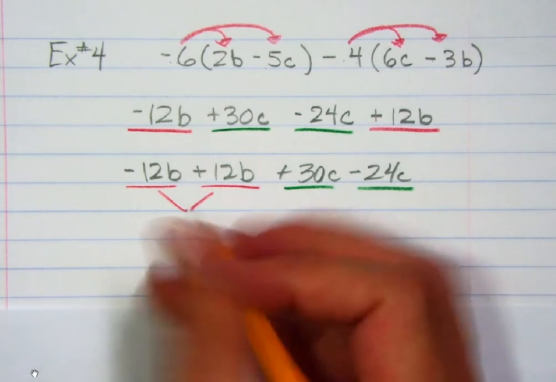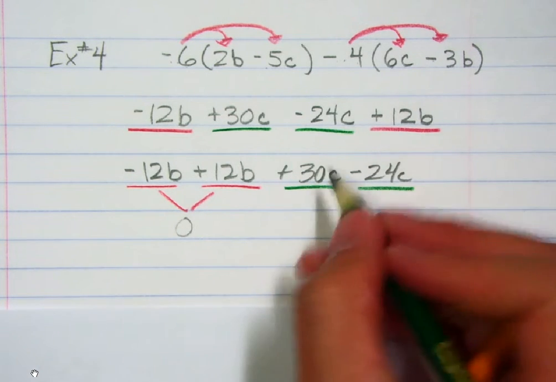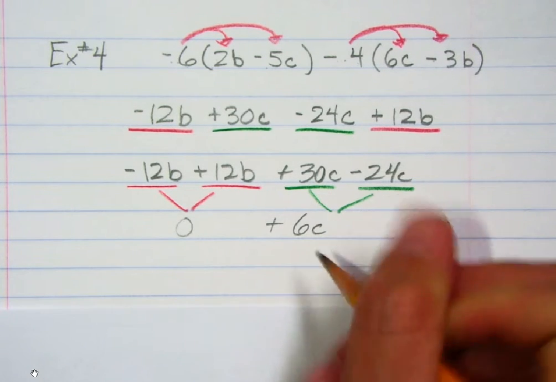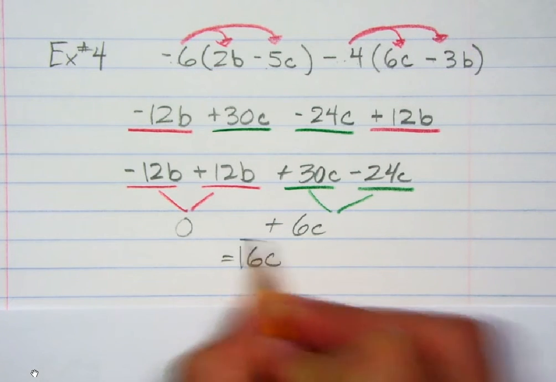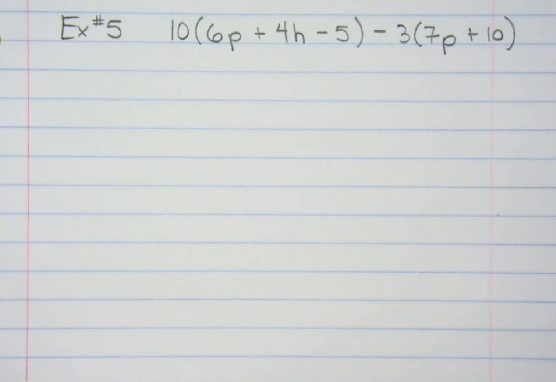These two are alike. That gives you nothing. It gives you a 0. These two here are alike. They both have the letter c involved, and that gives you a positive 6c. Now because this is 0, my real answer is just going to come out to 6c. That eliminates itself. And this brings me to my last example.